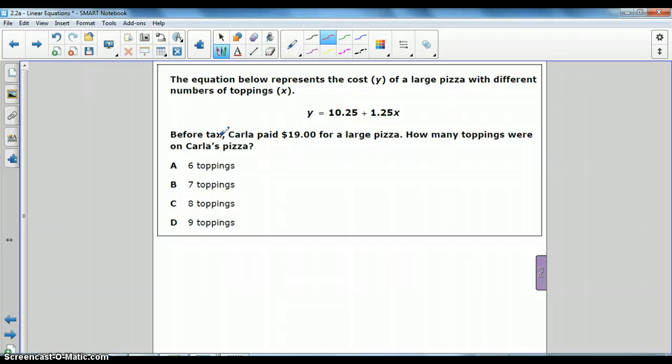Okay, this looks scary because it's got words, but I promise it's not. The equation below represents the cost y of a large pizza with different numbers of toppings, x. So y is the cost of the pizza, and x is the number of toppings. Before tax, Carla paid $19 for a large pizza. How many toppings were on Carla's pizza? So to figure out how much a pizza is, it's $10.25 plus $1.25 per topping. So if Carla paid $19 for her pizza, that's y, because that's the cost of the pizza. And so we want to find x. So you can solve it.